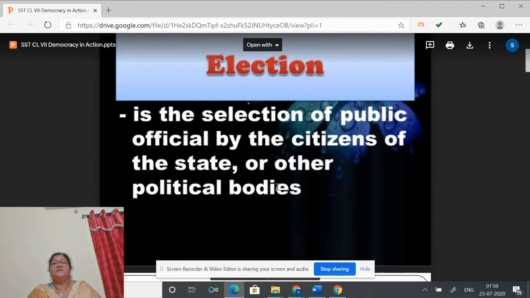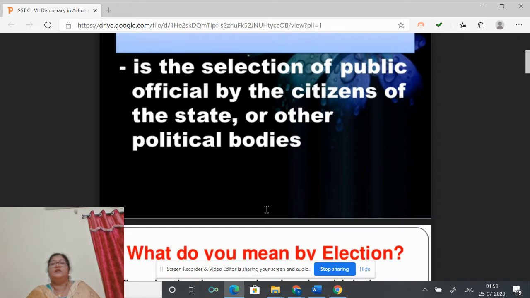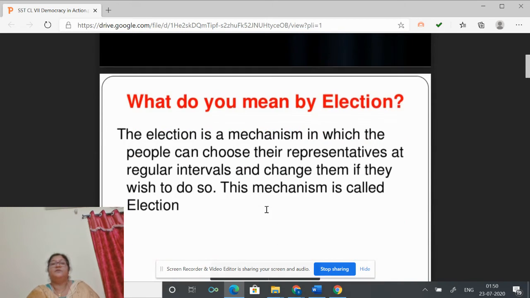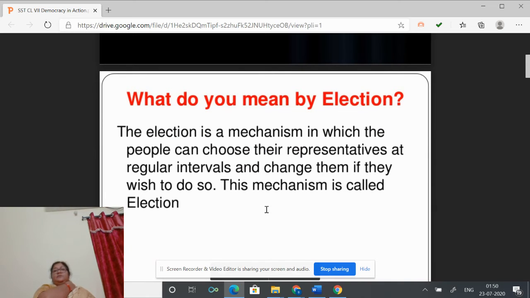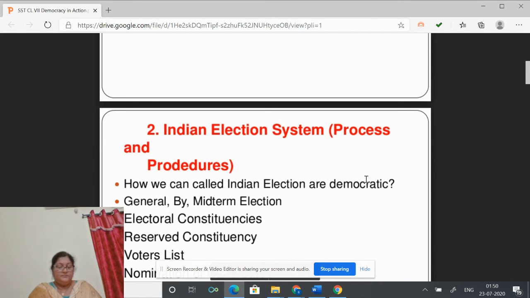So what is an election? It is the selection of public officials by the citizens of a state or the political bodies. It may be an MLA, MLC or any MP. An election is a mechanism in which the people can choose their representatives at regular intervals. In India, elections are held every 5 years, and people can change their representatives if they wish to do so. This mechanism is called an election.